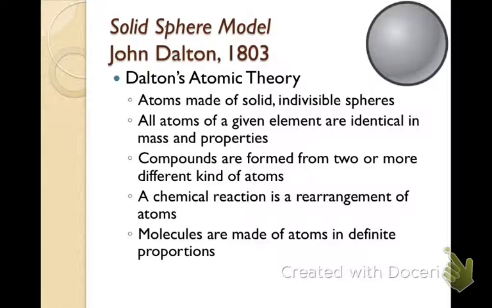If you take a look on the right-hand side, you see that the atom itself looked like a solid sphere. Dalton's atomic theory stated that atoms were made of solid, indivisible spheres, meaning that you couldn't break apart an atom. It wasn't made up of anything else except for just the sphere. All atoms of a given element are identical to one another in mass and property, so one atom of oxygen is identical to another atom of oxygen. Compounds are formed from two or more atoms combining together. A chemical reaction is just rearranging these atoms, and molecules are made of atoms in certain proportions to one another.